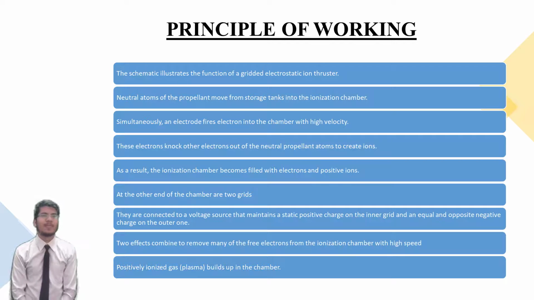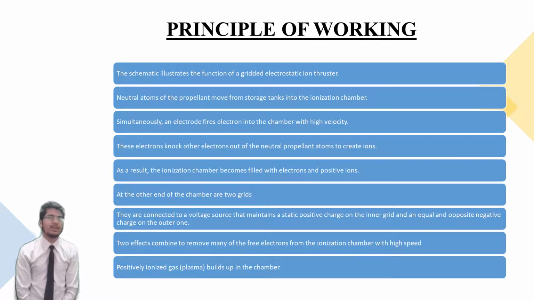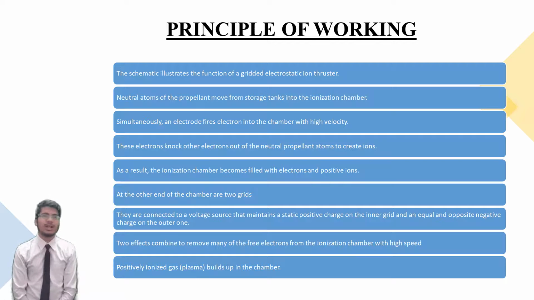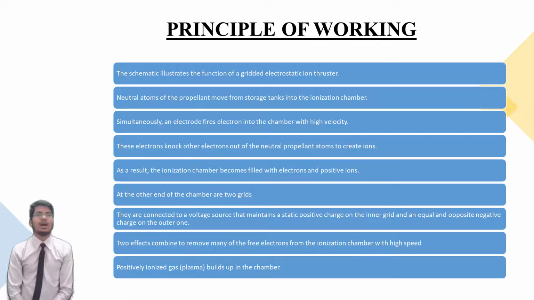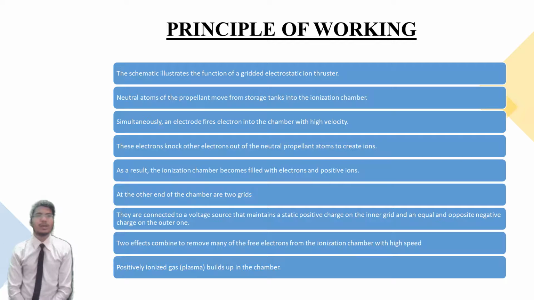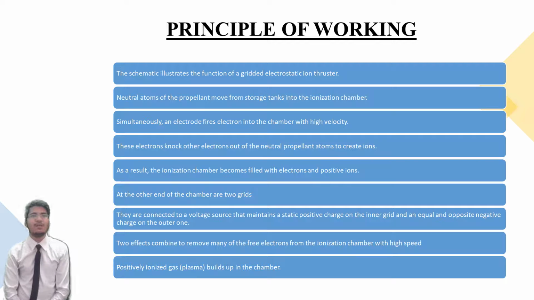Principle of working. The previous schematic diagram illustrated the function of a gridded electrostatic ion thruster. On the left side, neutral atoms of the propellant move from storage tanks into the ionization chamber. Simultaneously, an electrode fires electrons into the chamber with high velocities, and these electrons knock out other electrons of the neutral propellant atoms to create ions. As a result, the ionization chamber becomes filled with electrons and positive ions.